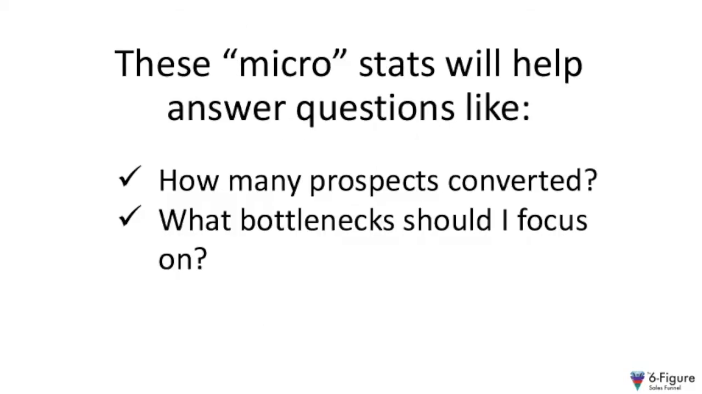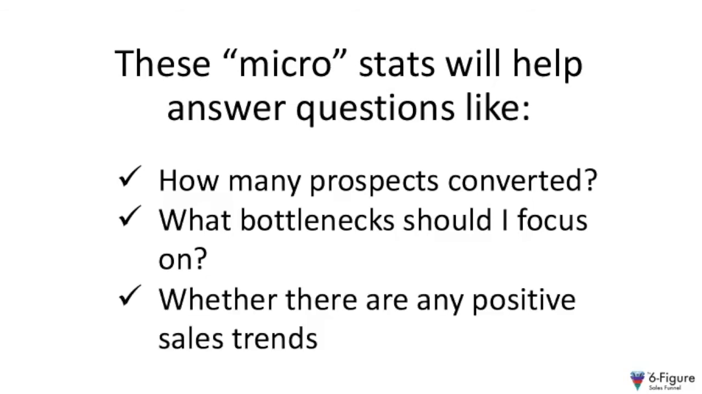These microstats will help you answer questions like, how many new prospects actually converted in my funnel this week? What bottlenecks should I focus on? Is it traffic, or should I look to see how I can improve my email automation to better nurture leads and drive sales? Or is there a positive sales trend where both revenue and the total sales count are going up? Or did the sales count drop, but revenue stayed even, meaning the conversion rate dropped, but the average value of a new sale increased? You can see how the tracker will give you valuable insights like this and more.